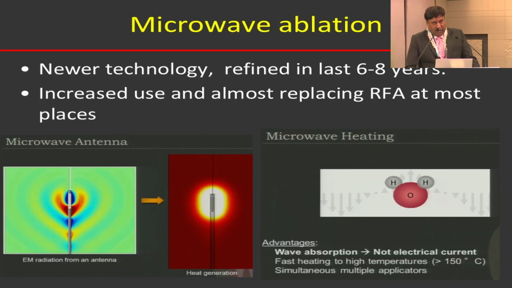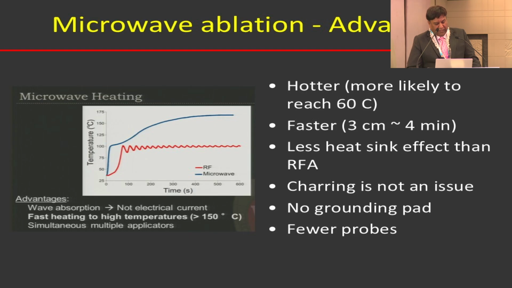We did microwave ablation as well lately, and we like it a little bit more than RFA. The reason is the probe becomes hotter, faster, and there's a less heat sink effect. As you can see in the graph, it heats up really quickly. There is less charring, no grounding pads required, and fewer probes.